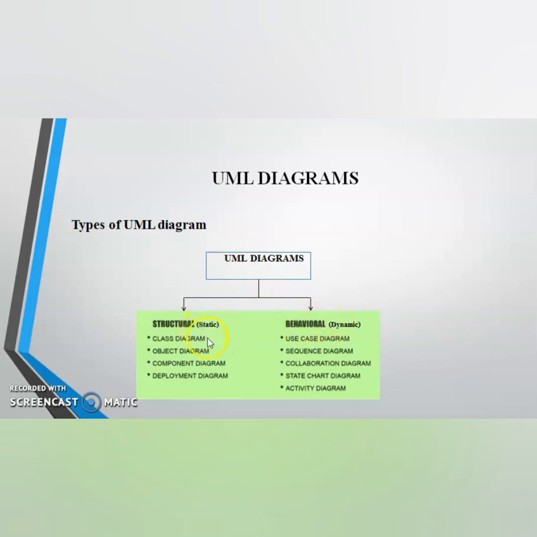Under the structural, there are four types. First one is class diagram. Second one is object diagram. Third one is component diagram. The last one is deployment diagram. And under the behavioral diagram, there are five types. The first one is use case diagram. Second one is sequence diagram. Third one is collaboration diagram. And fourth one is state chart diagram. The fifth one is activity diagram. The sequence diagram and collaboration diagram, these two come under the interaction diagram.